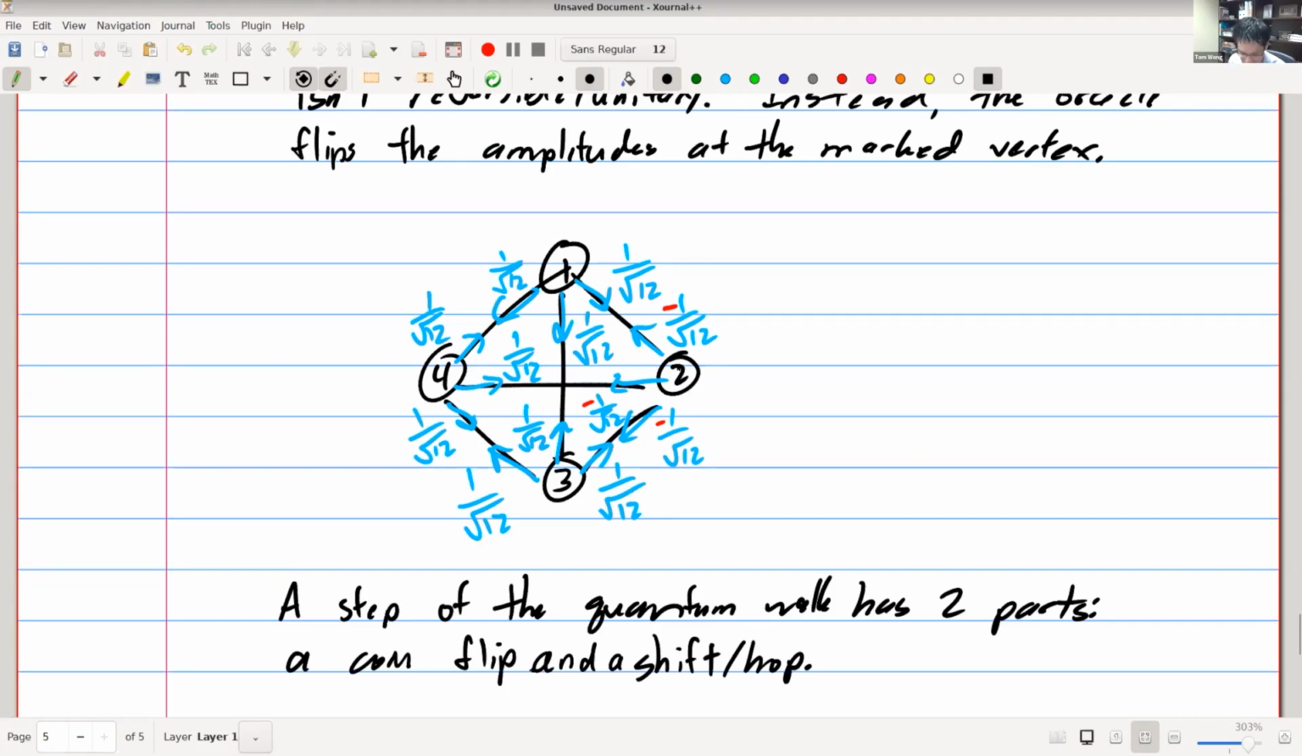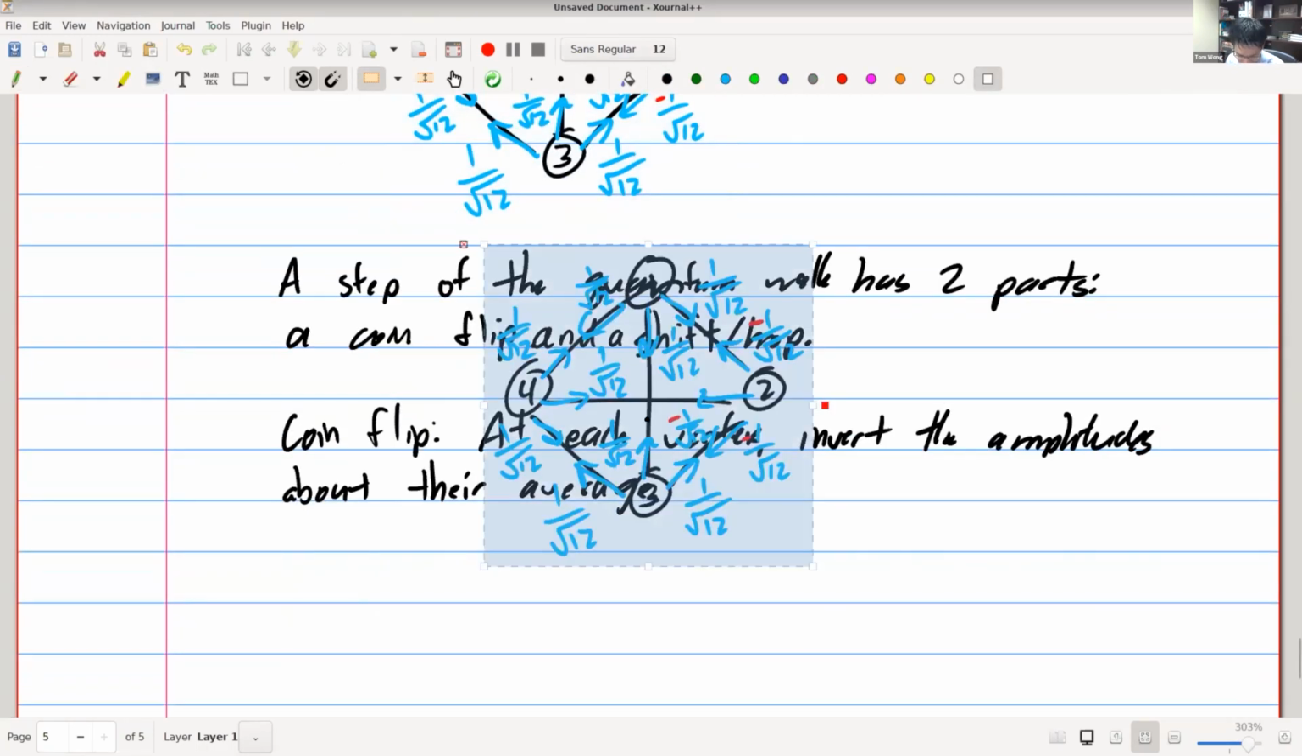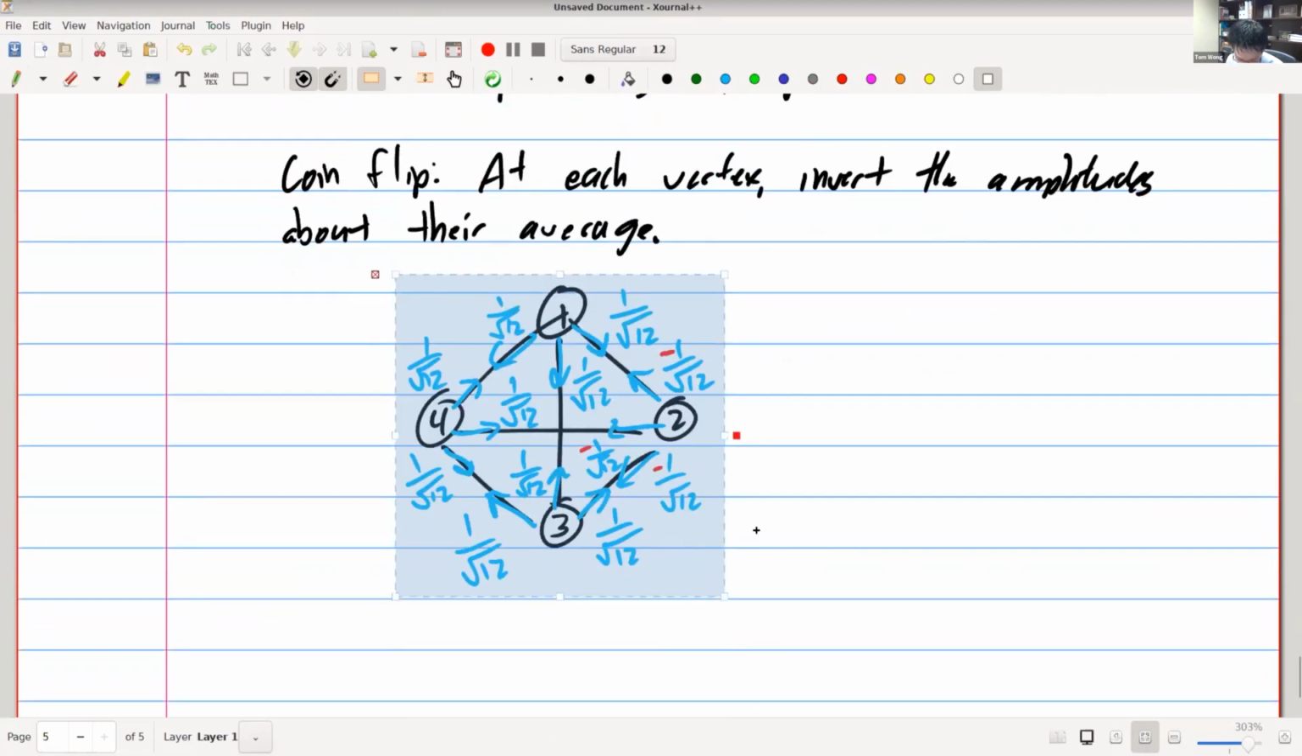Vertex 2 is the same idea. Its 3 amplitudes are negative 1 over root 12, negative 1 over root 12, negative 1 over root 12, so their average is negative 1 over root 12. If you invert these about that average, nothing happens. So in this first step, nothing actually happens. When we do a second step, it will be far more interesting. So I'll just copy that.